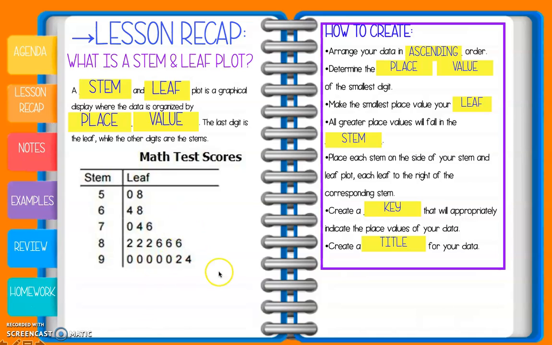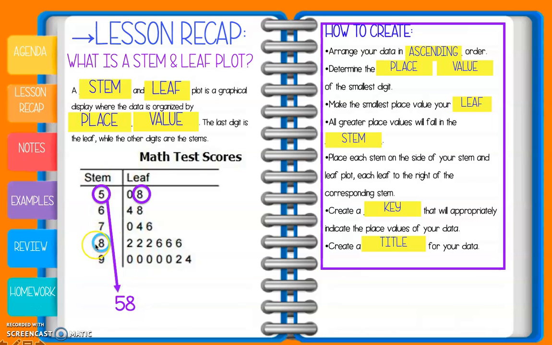If we're looking at a stem and leaf plot, this one represents math test scores. We're looking at a 5 in the tens place and a 0 in the ones place. When we put those two numbers together, that's 50. Let's look at the next one. We have a 5 in the tens place and an 8 in the ones place, so this number represents 58.